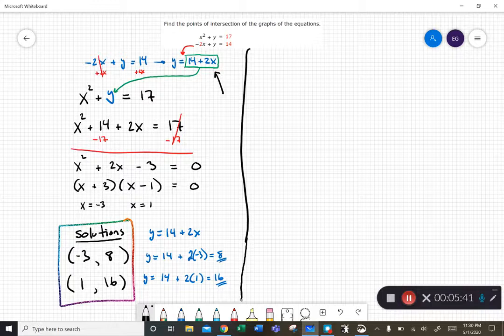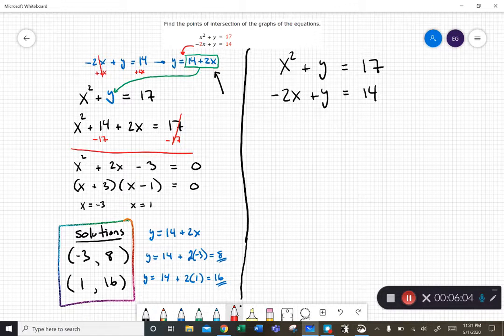Now, like I said, we could have used the elimination method, which is just an alternate method for solving systems of equations. So we have x squared plus y equals 17, and negative 2x plus y equals 14. And if we subtract the entire first equation minus the entire second equation, we have a y minus a y, so they cancel.